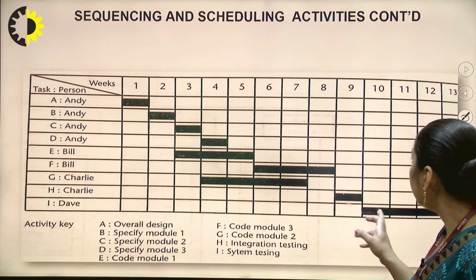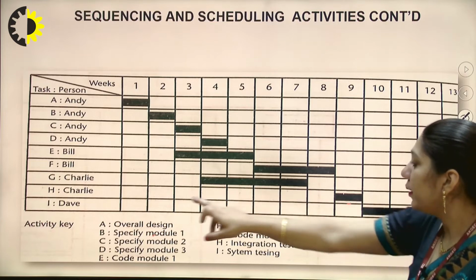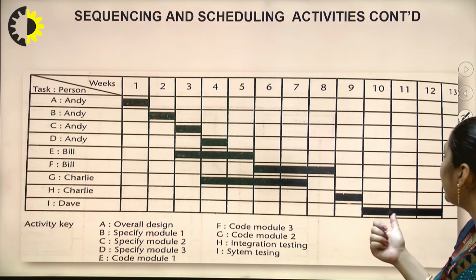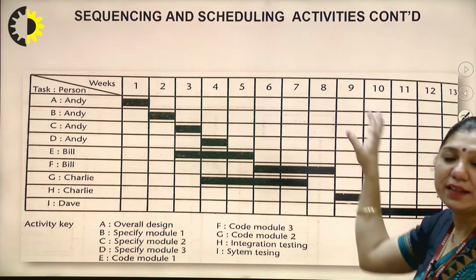Fine. And then the 10th week, what will we do? The I, that is the system testing, will be done from the 10th week to the 12th week. So by the 12 weeks, we will complete this project.